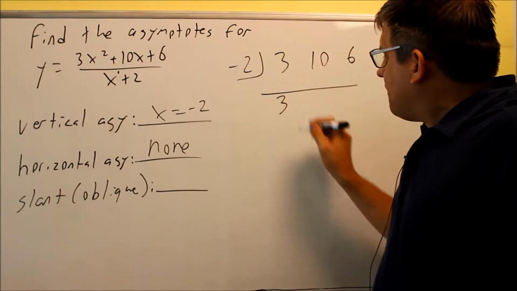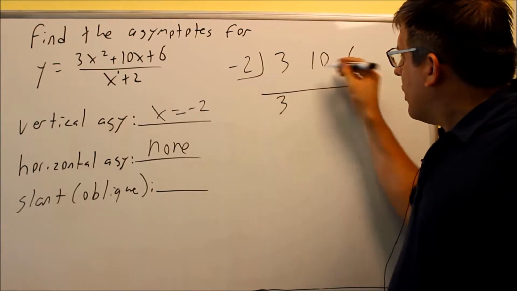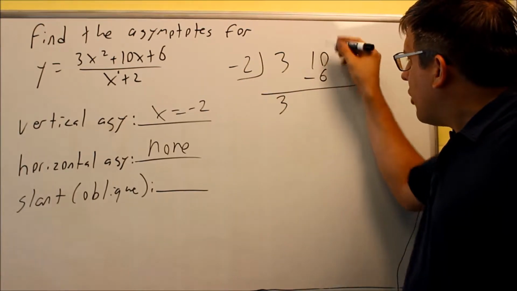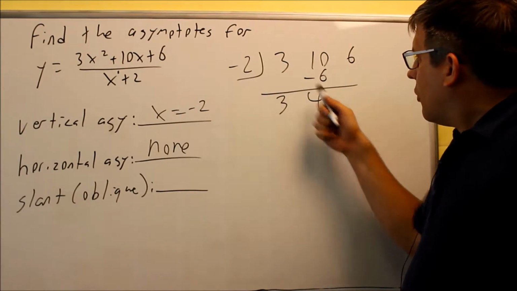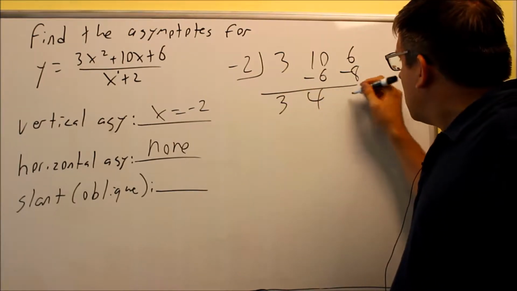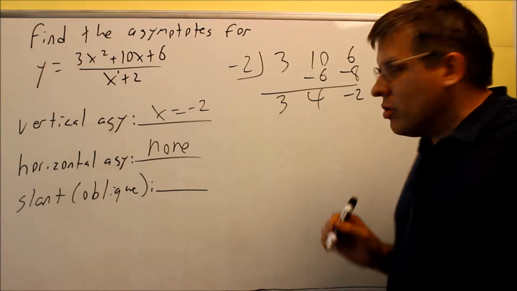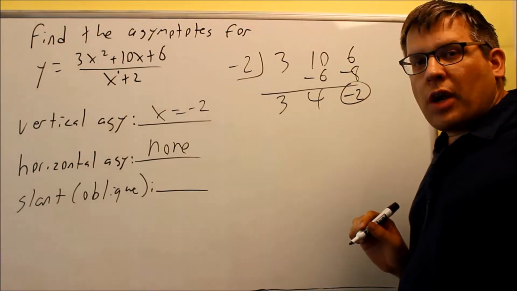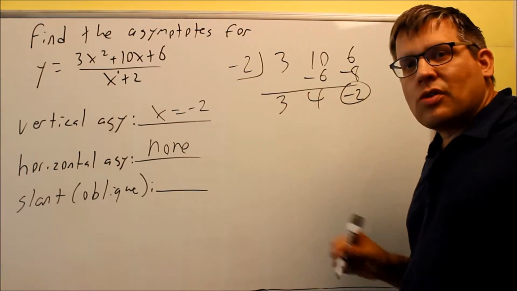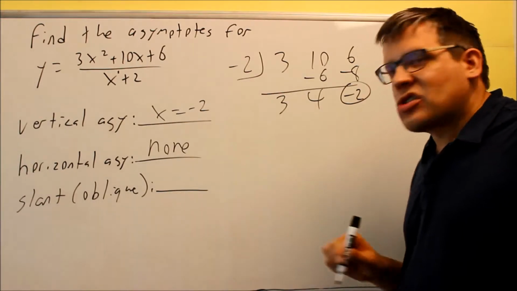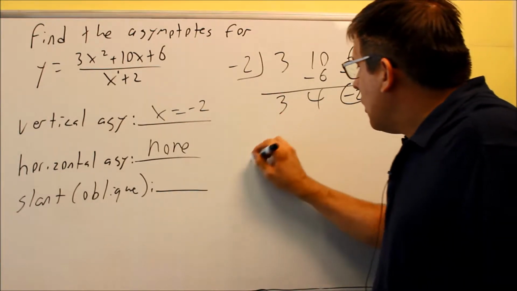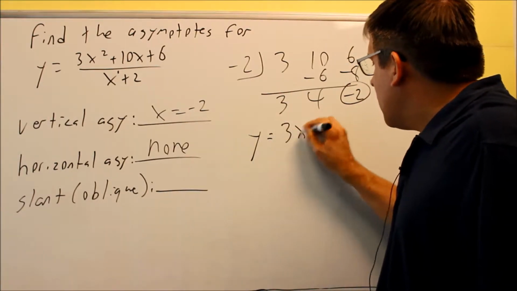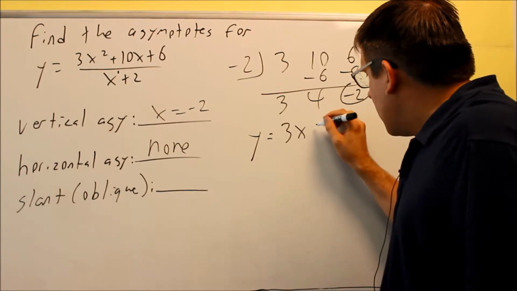Drop the 3 down. 3 times negative 2 is negative 6. It goes underneath the next column. You add that, and it's going to be 4. 4 times negative 2 is negative 8. Add that together, and we get negative 2. This is going to be your remainder. Your quotient is the one that you're going to put down for the slant or the oblique asymptote. That is written this way: 3, there's an x there, and then you have plus 4.